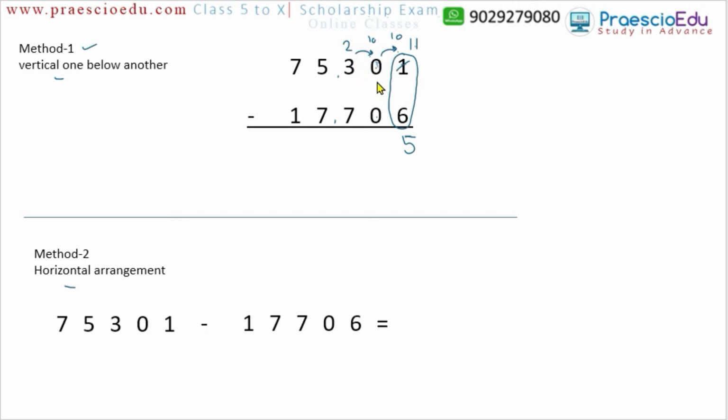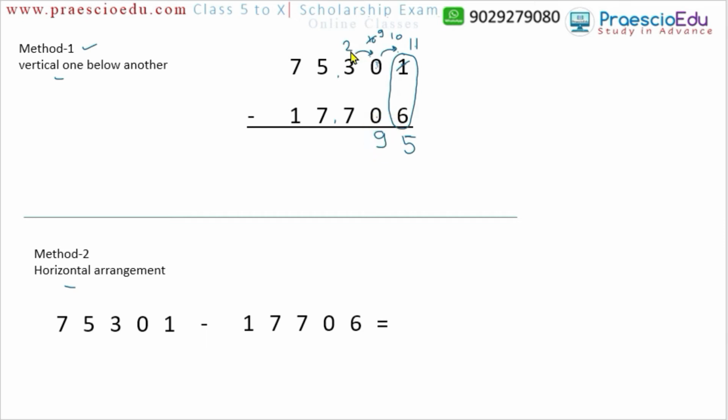So 10 plus 0 comes to 10. So 10 minus 0, not possible, means we cannot take 10, but we are already given this 10. So instead of this 10, 1 we will subtract, and now this becomes 9. Okay, so 9 minus 0 comes to 9.